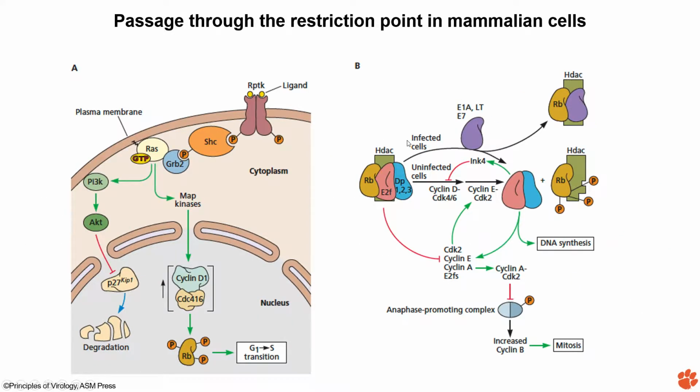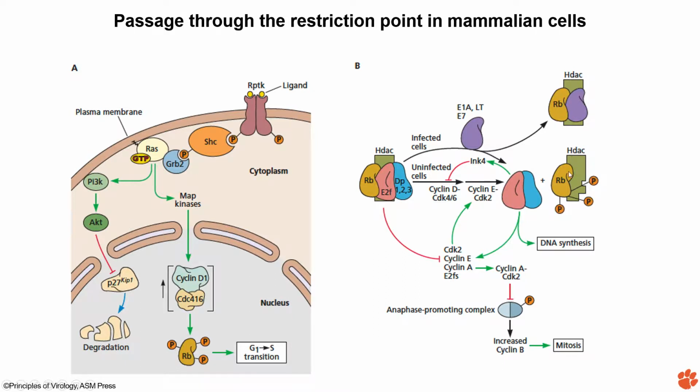Now see the top portion only. E1A, that's your adenovirus protein. LT from SV40, E7 is from the papilloma. All of these are the viruses implicated in human cancer. What basically they do is bind to the RB, just like the phosphorylated portion of the RB.